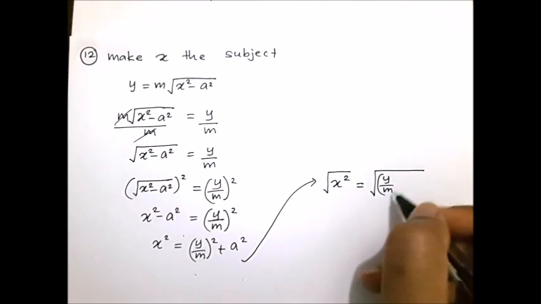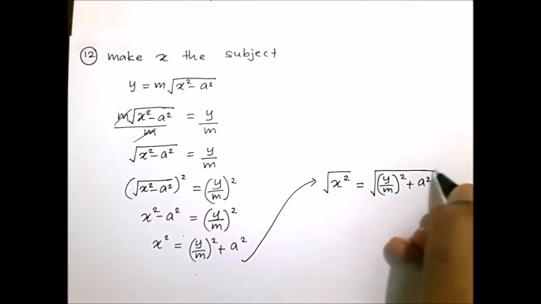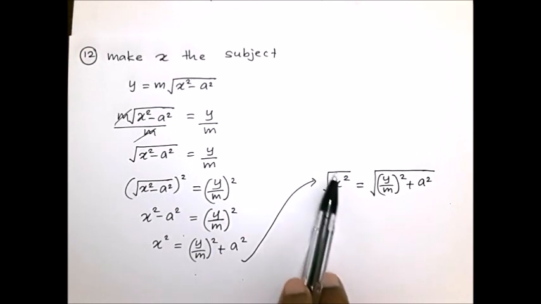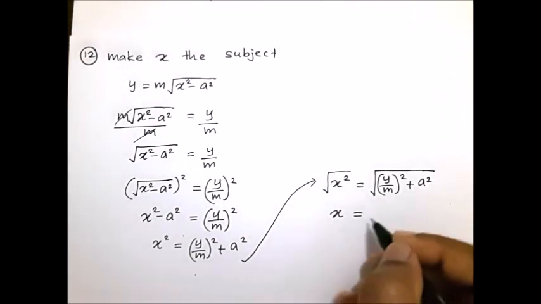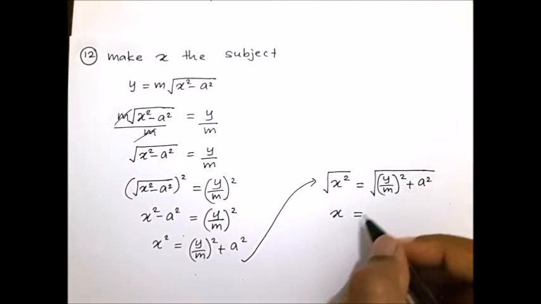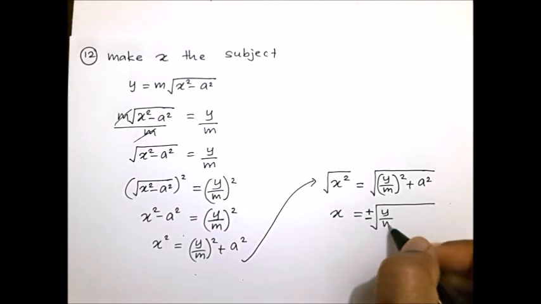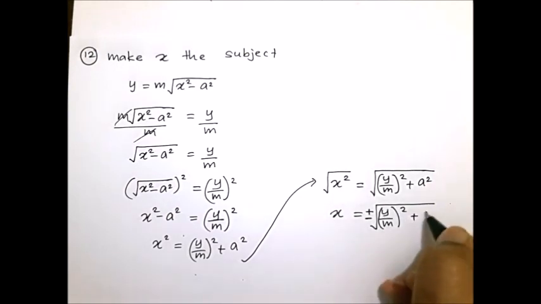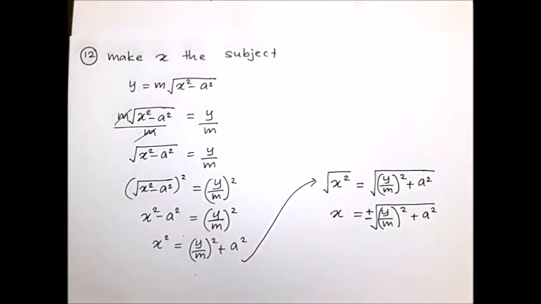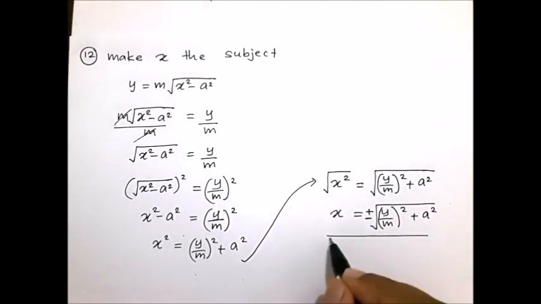Y over m to the power 2 plus a to the power 2. Here squared and square root cancel each other. Only x remains. And on the right hand side, when you are taking the square root, you have to write both answers, plus or minus, square root of y divided by m to the power 2 plus a to the power 2. But on the right hand side, you cannot simplify the squared and square root, because there is a plus sign in between these two. So you cannot simplify this squared and square root. This is the final answer.